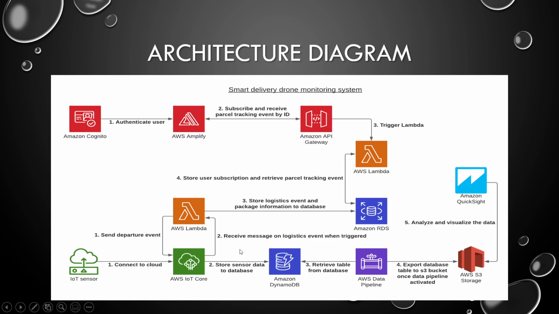Then, the system will send a departure event such as departure time and location. At the same time, it will receive the logistic event and store it in the RDS database. Finally, Amplify will authenticate the valid user to subscribe and receive the parcel tracker event using the REST API.